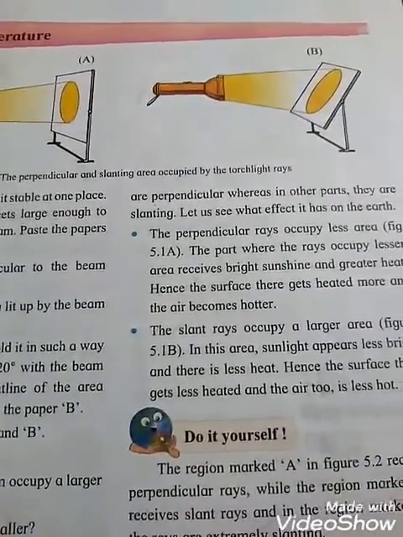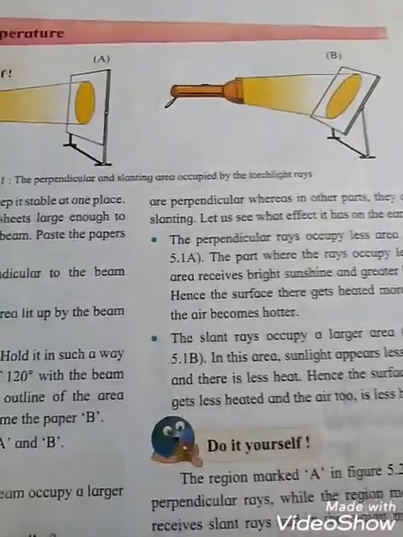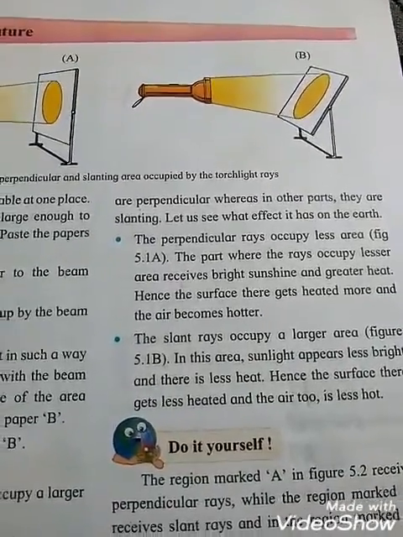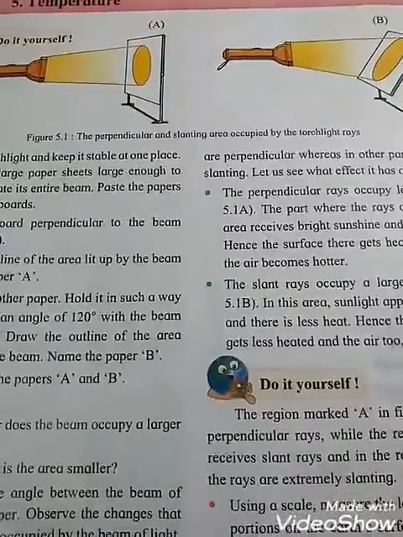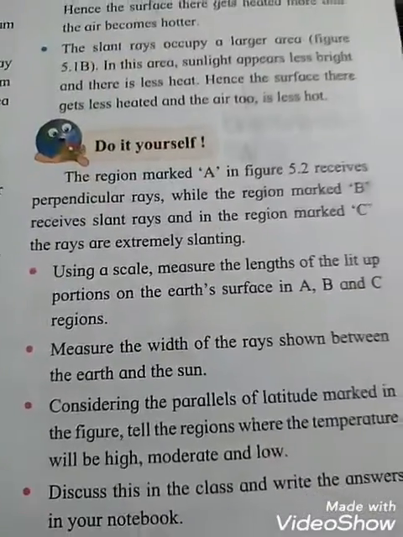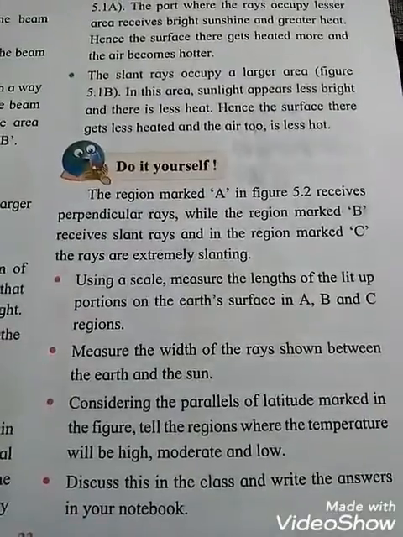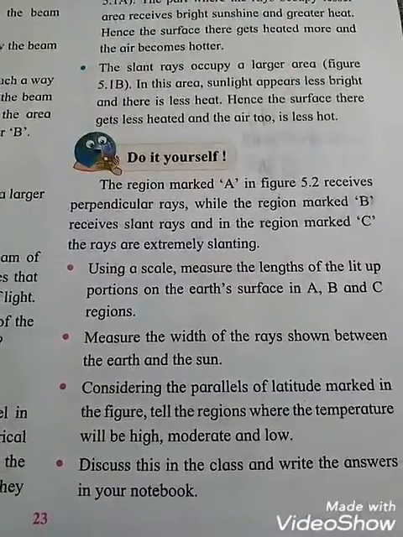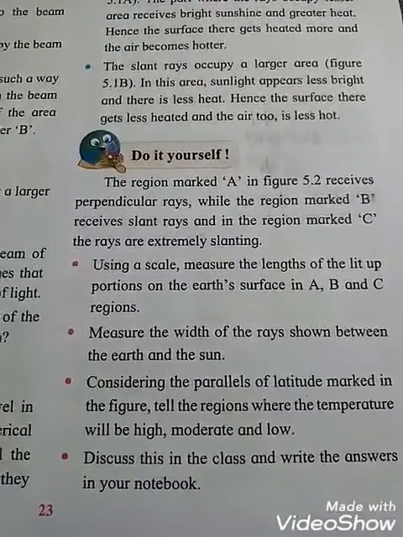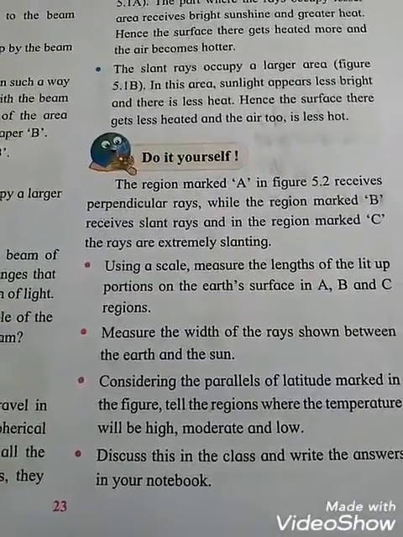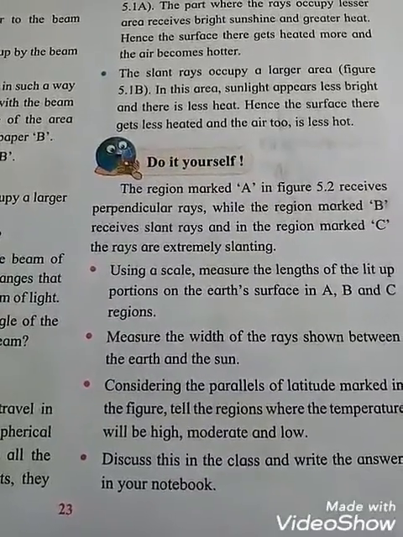Okay students, that means the place where the perpendicular rays fall occupies less area, and the slanting rays occupy a larger area. Okay students, see for yourself, it is also activity based. The region marked A in figure 5.2 receives perpendicular rays while the region marked B receives slant rays, and in the regions marked C the rays are extremely slanting. So in this way there are three regions. Okay students, can you see that?